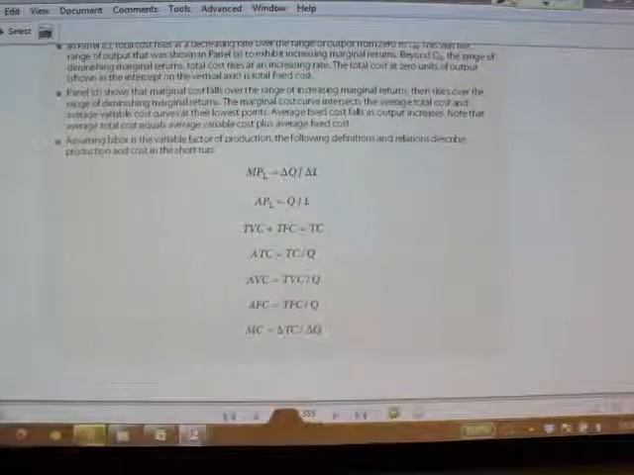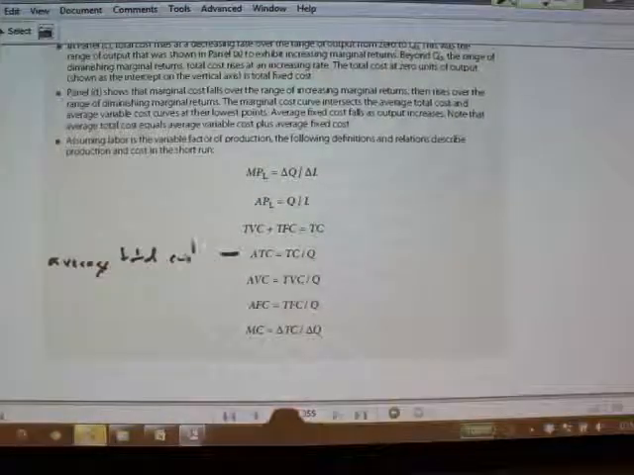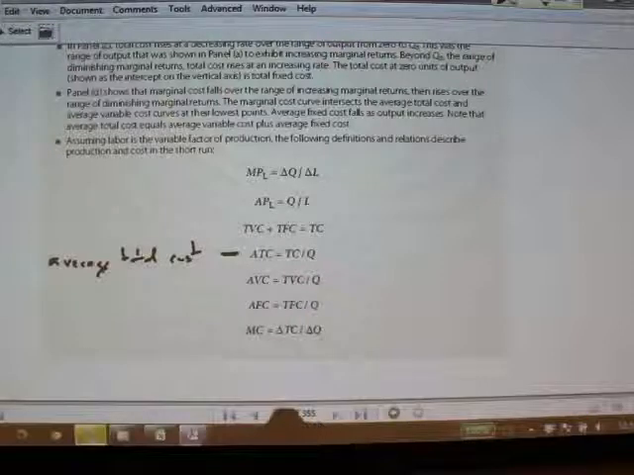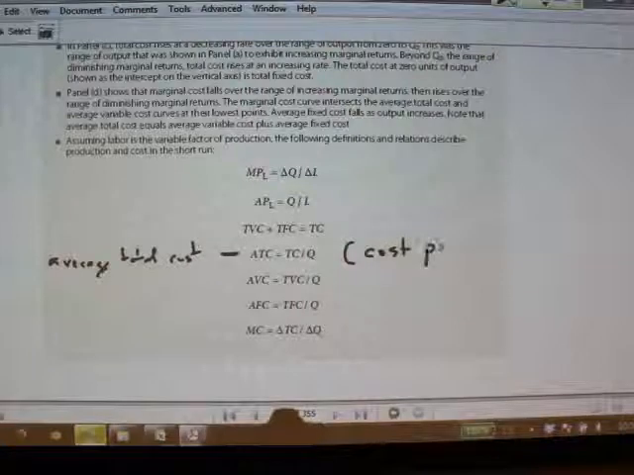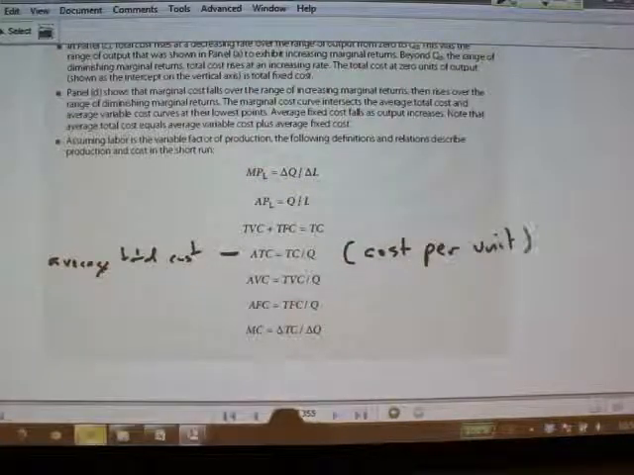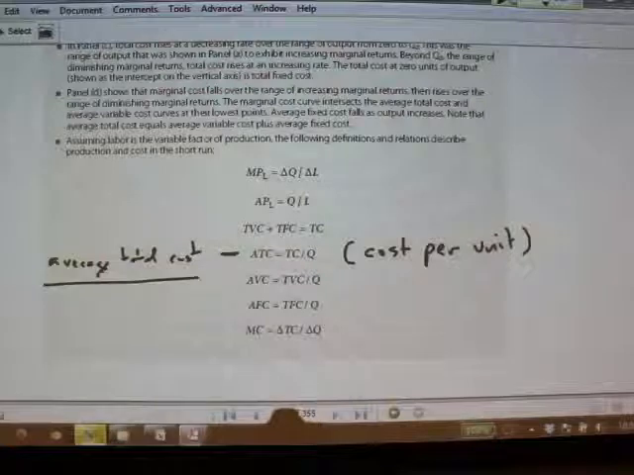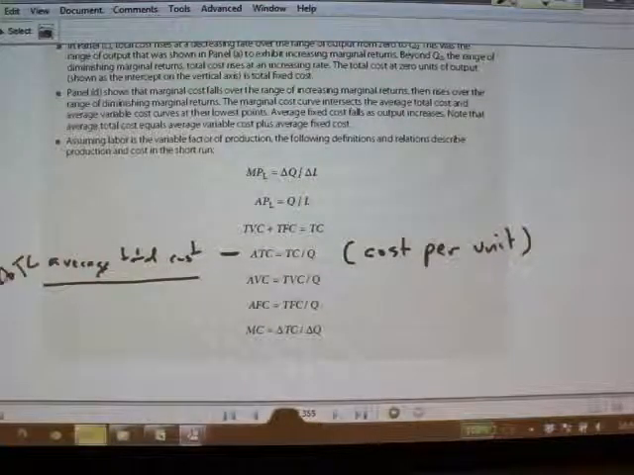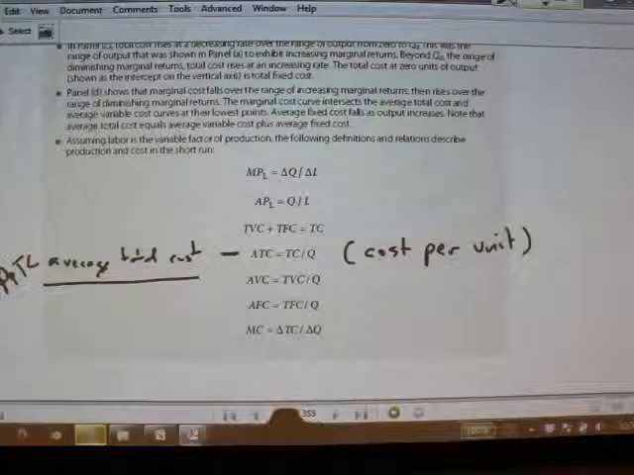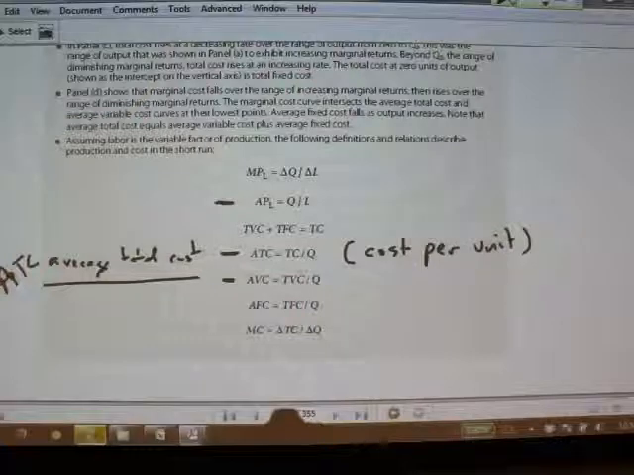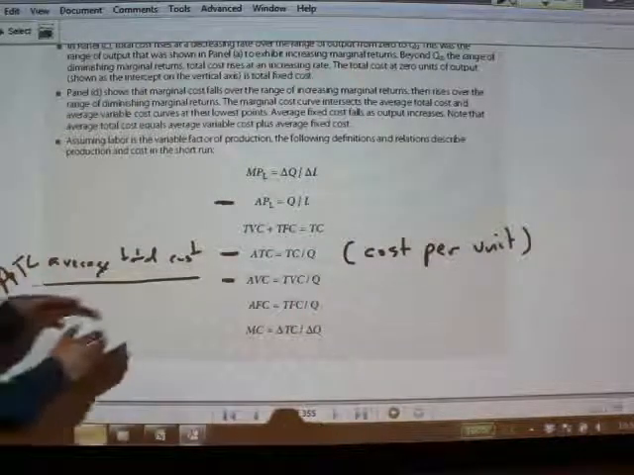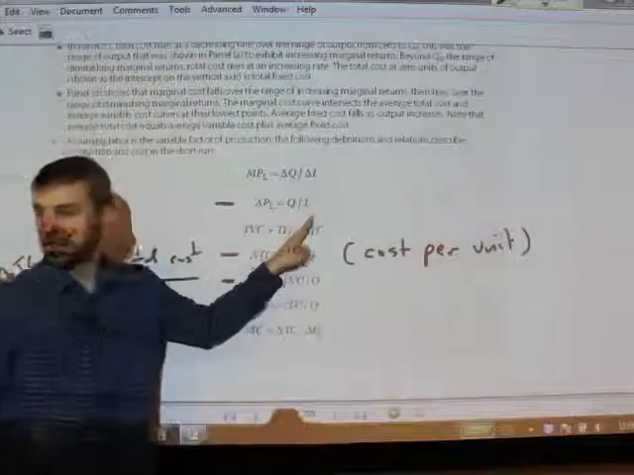Let's then look at the next, average total cost. This is just total cost divided by quantity. Or another name for this is cost per unit. We're going to mainly refer to it as average total cost, or ATC, but it might be more intuitive for you to think about it as cost per unit. So it's an average. And whenever you see average, you see it also here, and also here, you're going to be dividing.